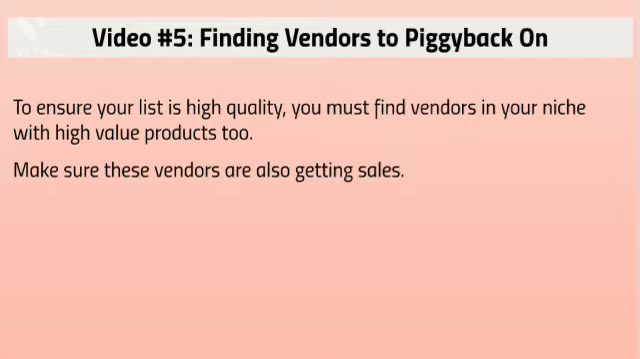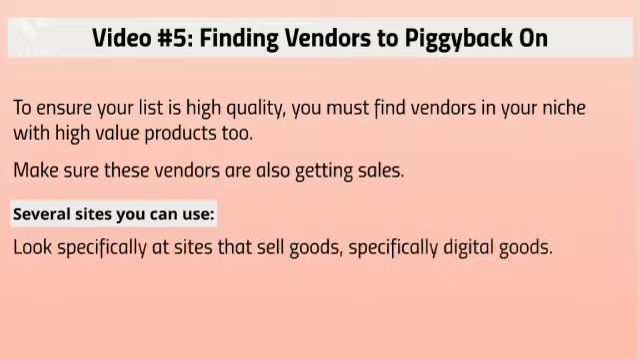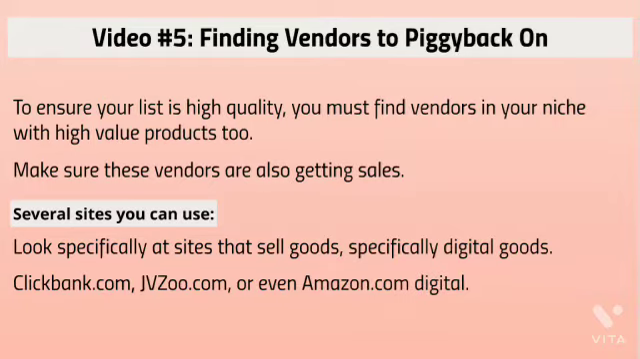So you want to make sure that the vendors are getting sales and are high quality. And there are several sites that you can use to find these vendors. Keeping that in mind, you want to look specifically at sites that sell digital goods, if you are selling a digital book, a digital video course, or something digital or intangible. You could technically look at sites like Amazon.com, but most of those are selling through Amazon and are physical goods. Now, that doesn't mean that you can't maybe even convert your product into some sort of physical good. You could approach it that way as well.